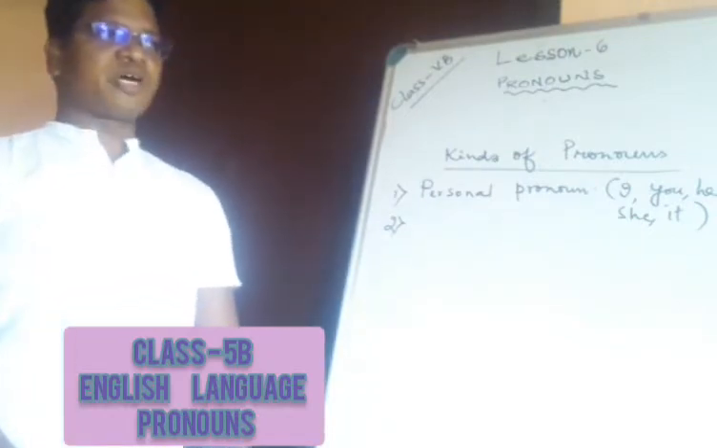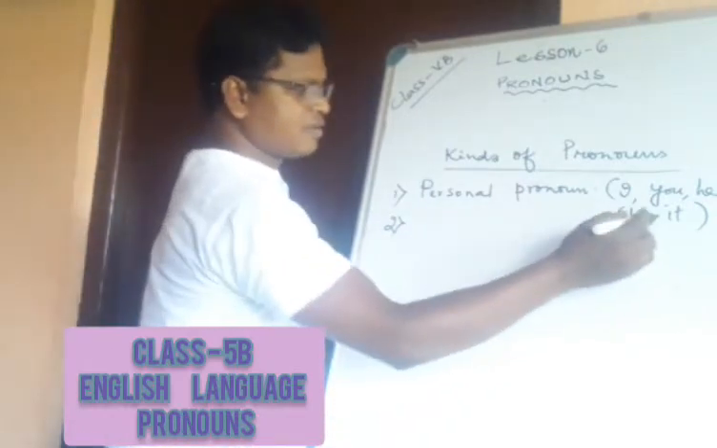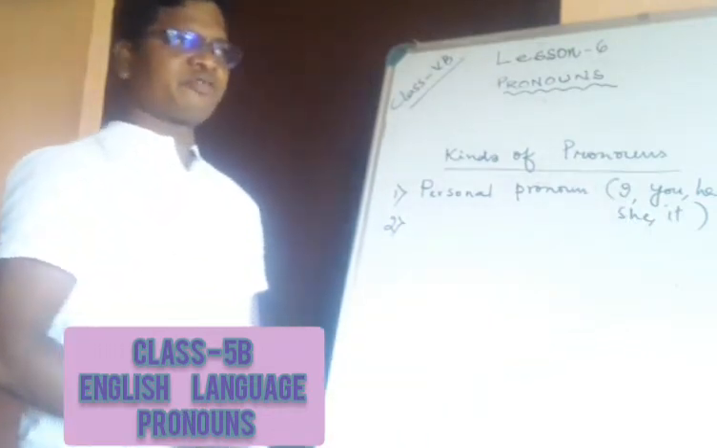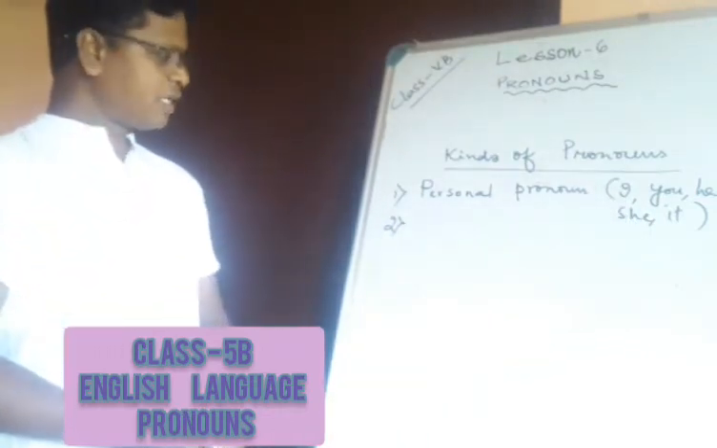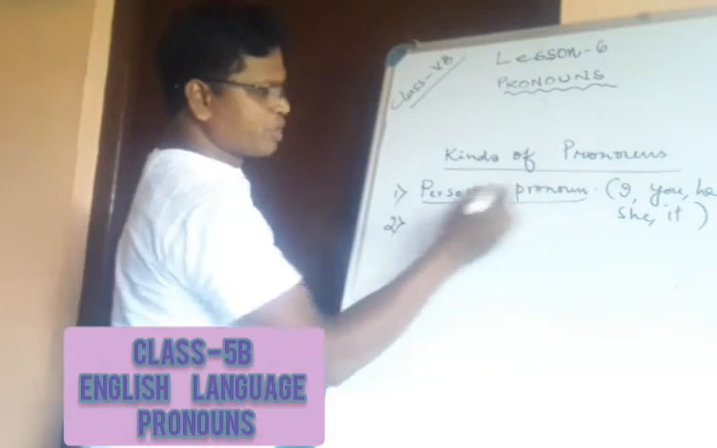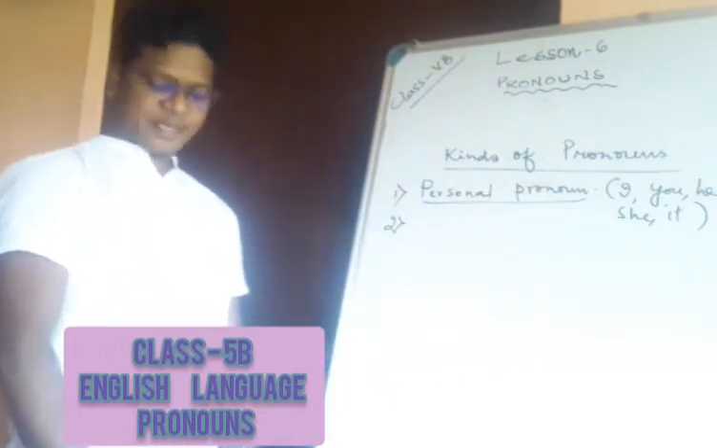You can also write we and they. I have not written them, so we can write we and they. So these are all personal pronouns. Let's move on to the second one.